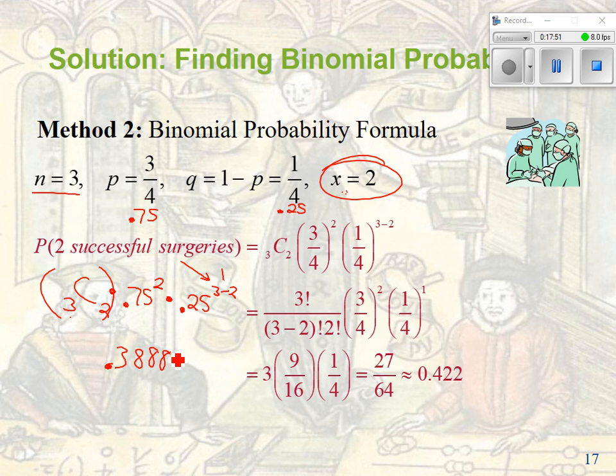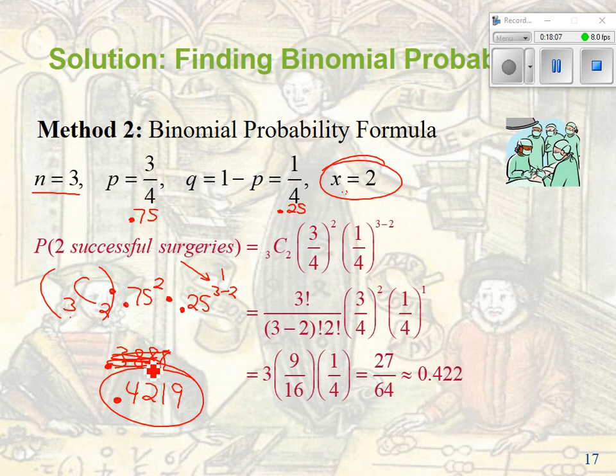Oh, I see what I did. I punched in 0.72 instead of 0.75. We weren't wrong. So what was it again? 0.421. Something like that? Oh, darn it.